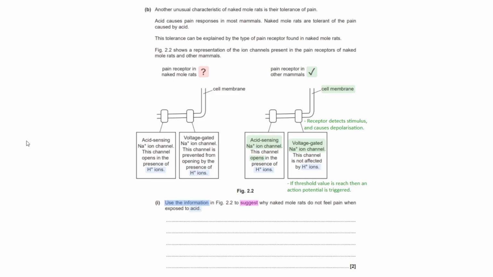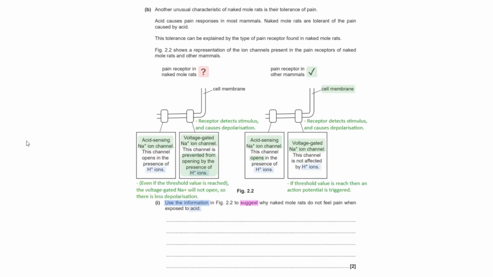Now let's try and apply what we've identified over to the pain receptors in naked mole rats. So on the naked mole rat pain receptor, there is also an acid-sensing sodium ion channel. This channel opens in the presence of hydrogen ions, so the receptor detects stimuli and causes a depolarization. So the mechanism is the same as we currently know. However, in the voltage-gated sodium ion channel in the naked mole rat, this channel is prevented from opening by the presence of hydrogen ions, so this mechanism is different.